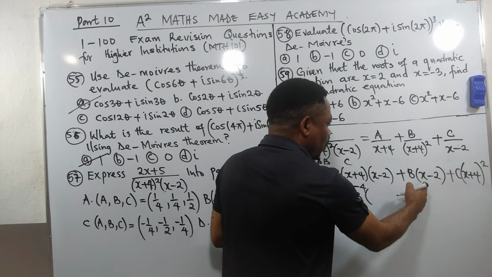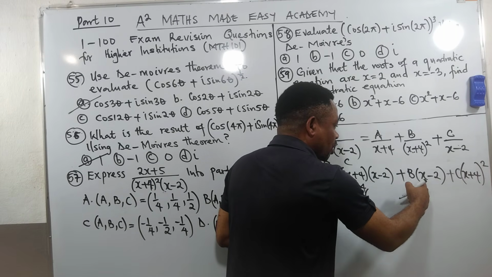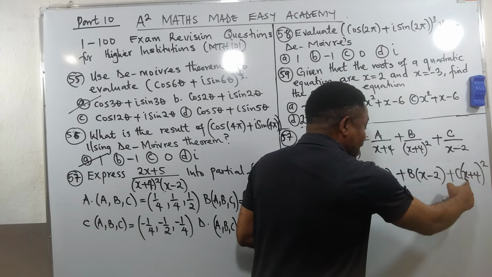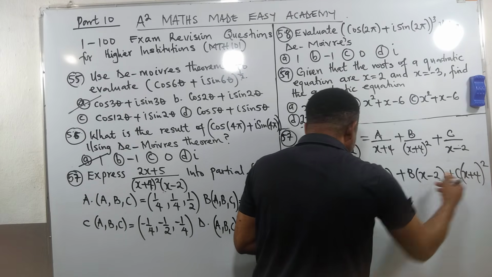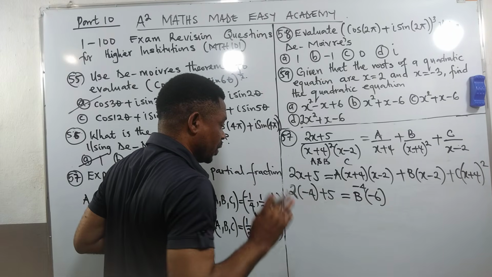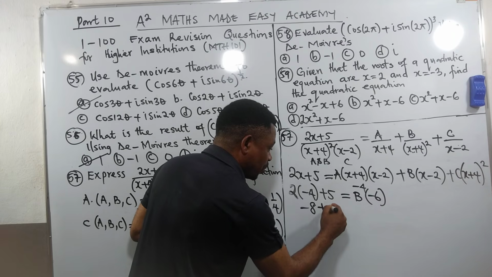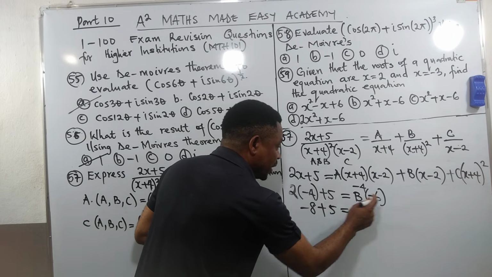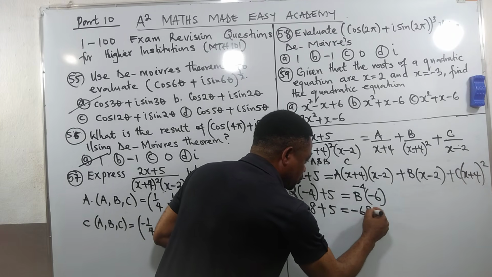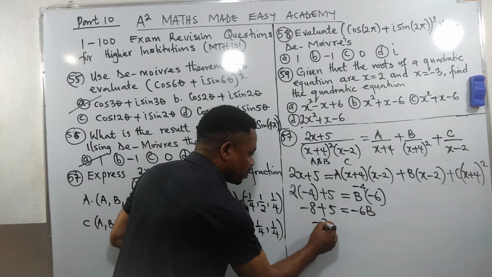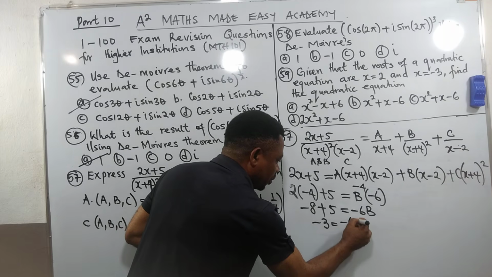Open bracket. Now what is x? Minus 4. Minus 4 minus 2 will give us minus 6, right? Automatically here, this one also turns to 0. 2 times minus 4 will give you minus 8 plus 5. Then equal to b times this, which gives us minus 6b. Minus 8 plus 5 will give us minus 3. Then equal to minus 6b.